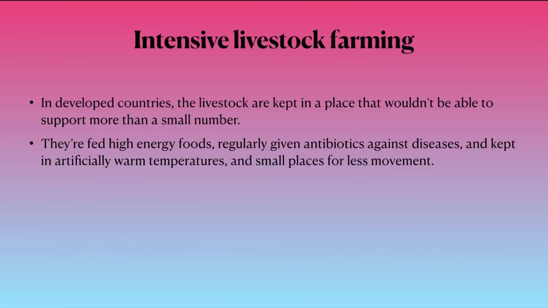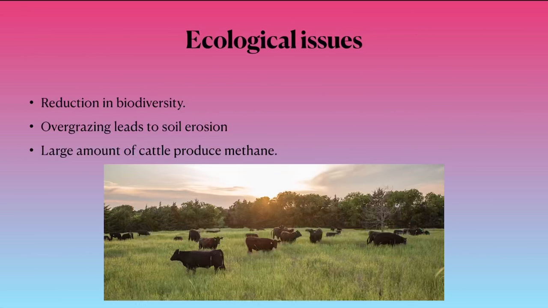Intensive livestock farming. In developed countries, the livestock are kept in a place which will not be able to support more than a small number. They are fed high energy foods, regularly given antibiotics against diseases, and kept in artificially warm temperatures and small places for less movement. Ecological issues: the reduction in biodiversity, overgrazing leads to soil erosion, and a larger amount of cattle produce methane.